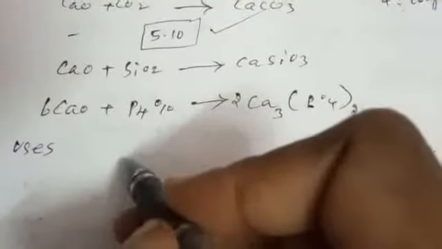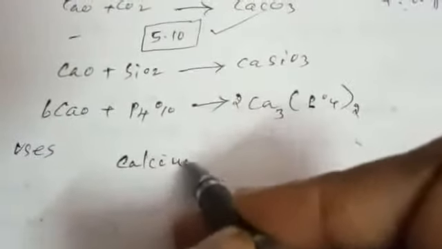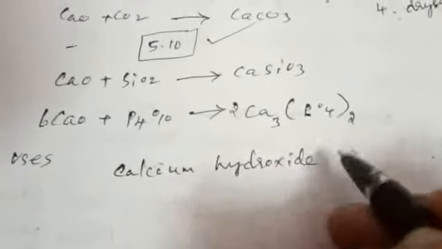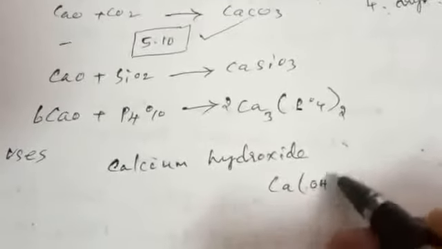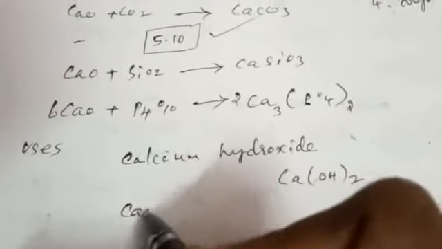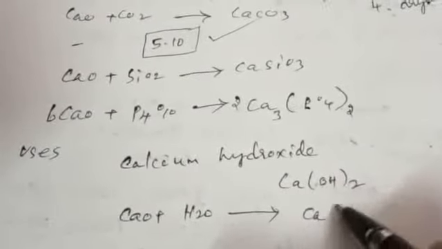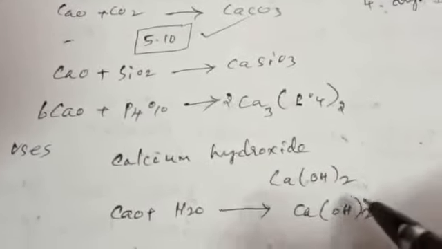Next topic, calcium hydroxide. Formula Ca(OH)2. Calcium oxide reacts with water molecule, which means an addition reaction, and Ca(OH)2 will be formed.